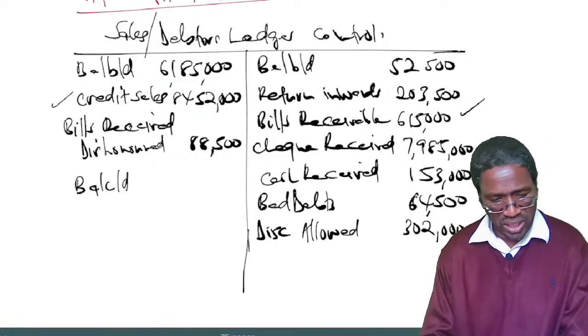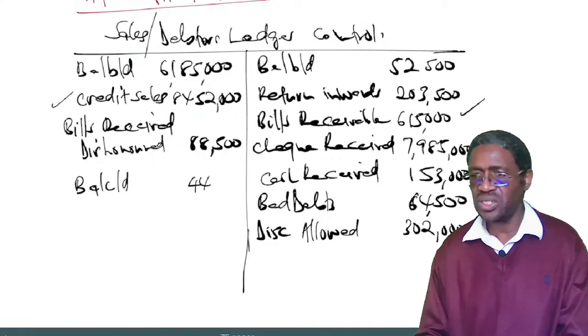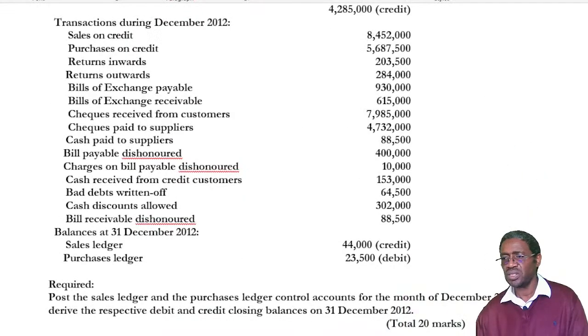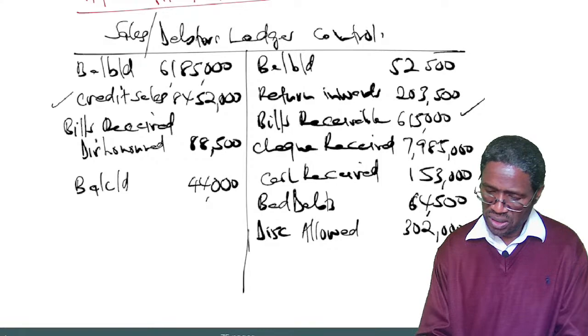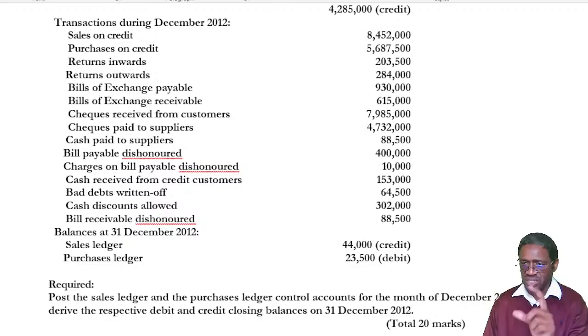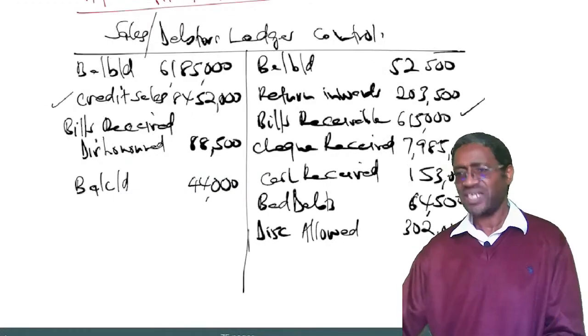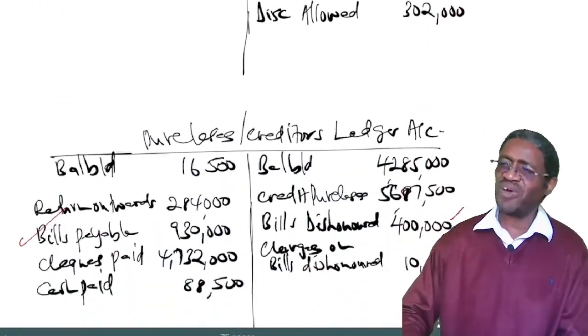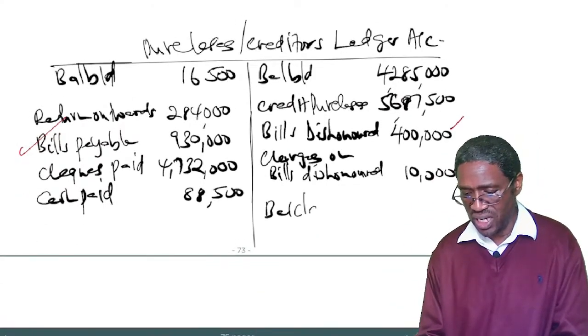How much? It is 44,000. Is it 44? Let's confirm. Yes, 44,000. Then what about the next one? Purchases ledger. It also has a debit of 23,500. A debit by the end of the year should first be carried down on the opposite side. You come and see your balance carried down.